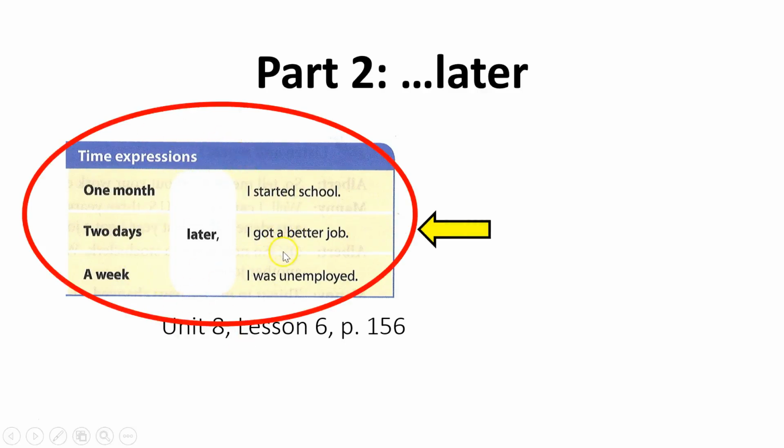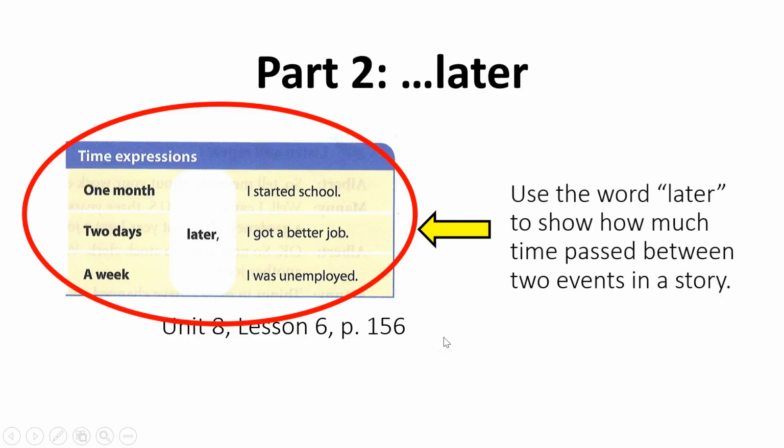The next word you need to know is later, and you have this explanation in the right side of the chart. This chart is on page 156 of your book. It says 1 month later, 2 days later, a week later, etc. Use the word later to show how much time passed between 2 events in a story.